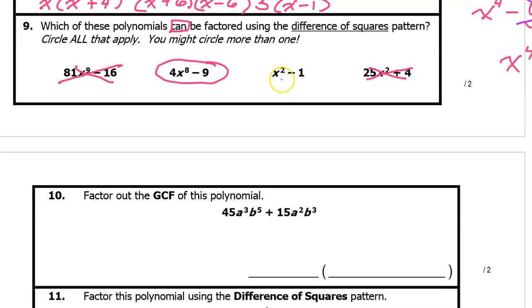And lastly, this one. This can also be factored. X squared has that even power we were looking for. And the number 1 is a perfect square, okay? Because 1 times 1 gives you 1. So we can factor this using the pattern. This would just be x plus 1 times x minus 1. All right, so you should have circled the 2 in the middle.